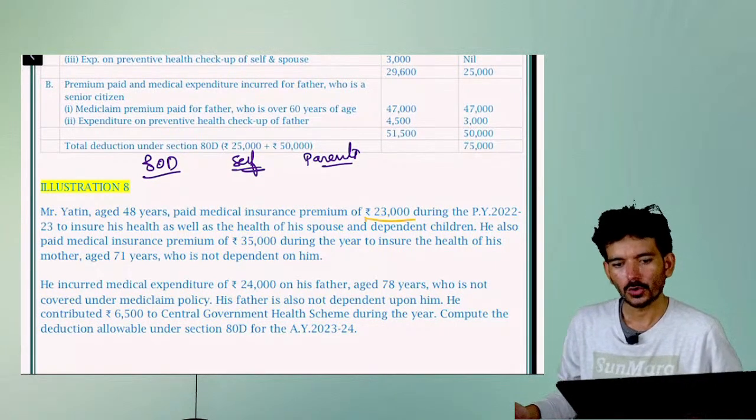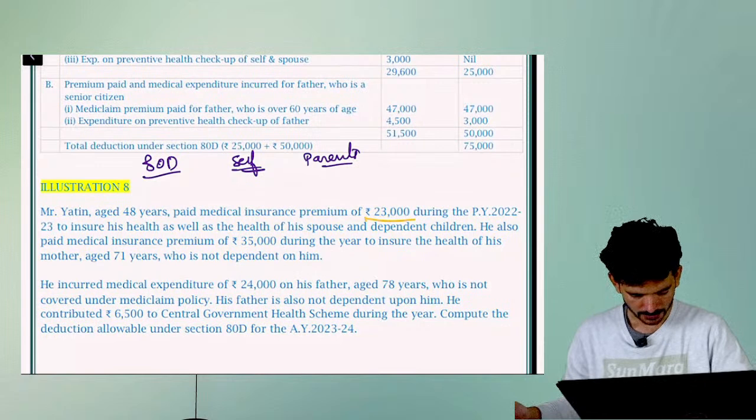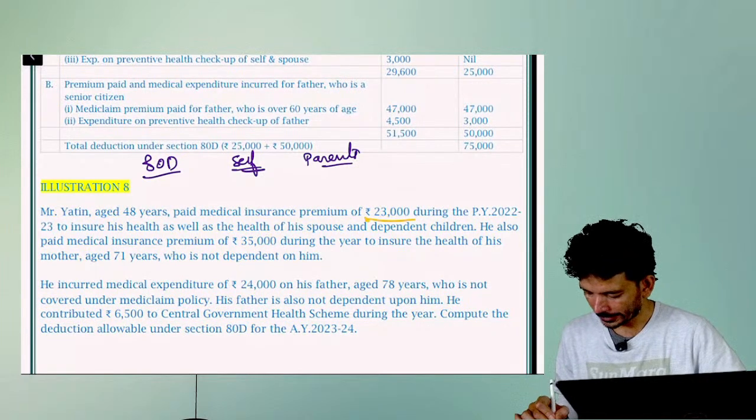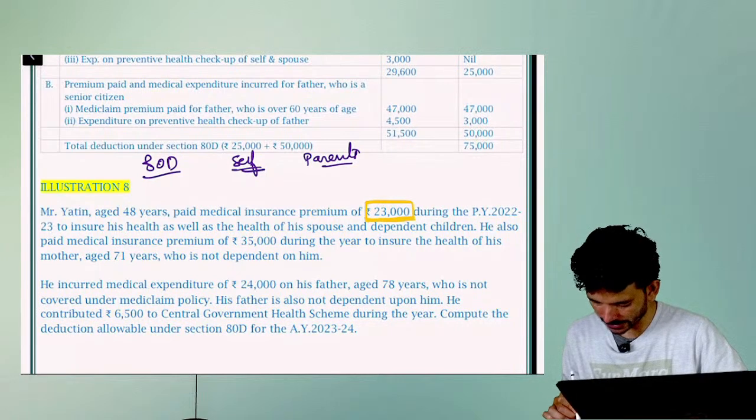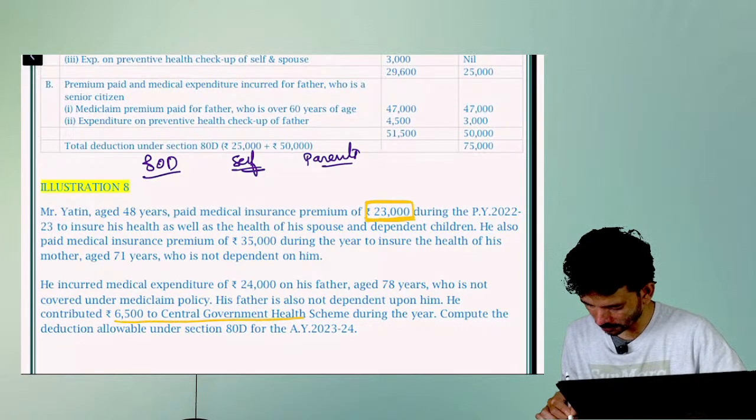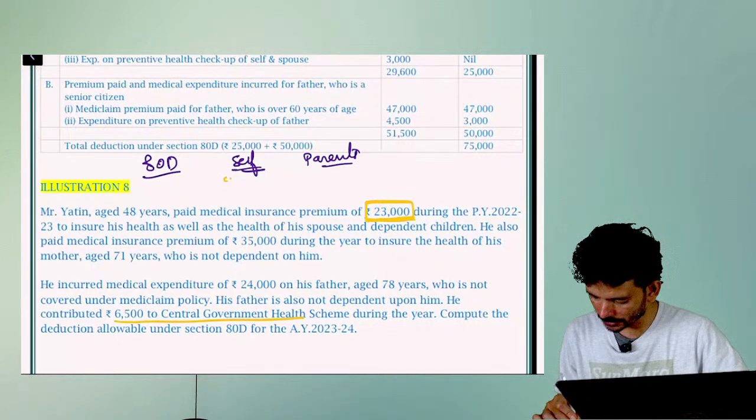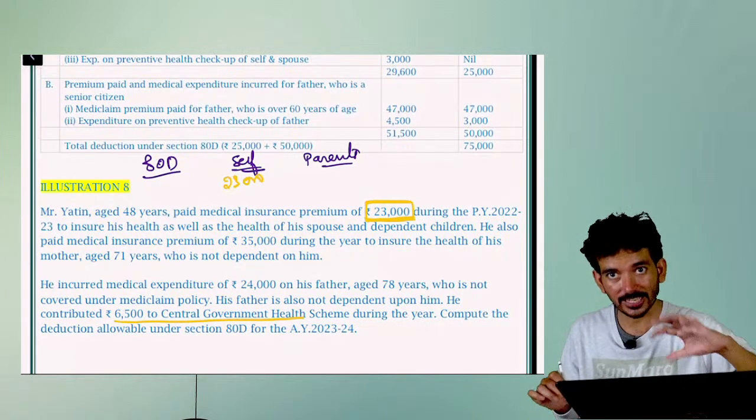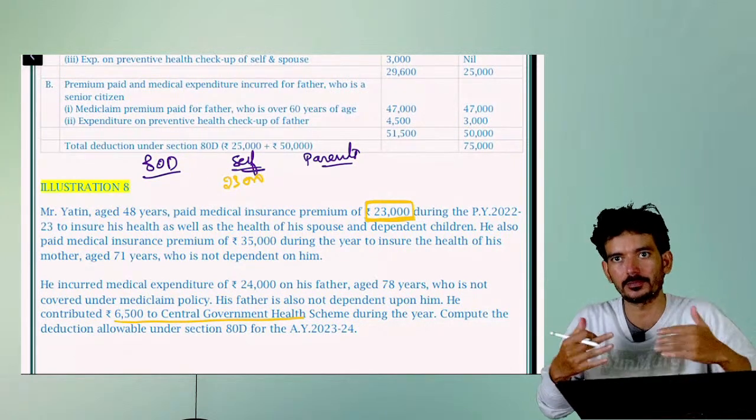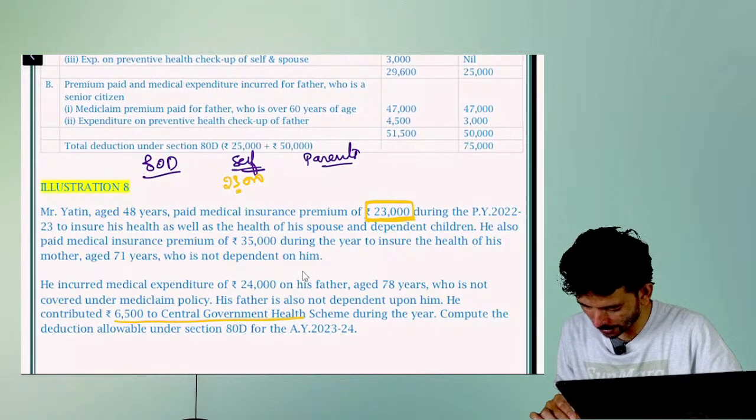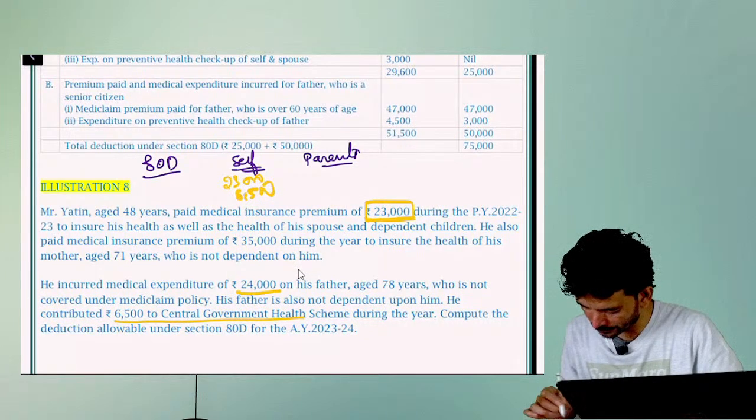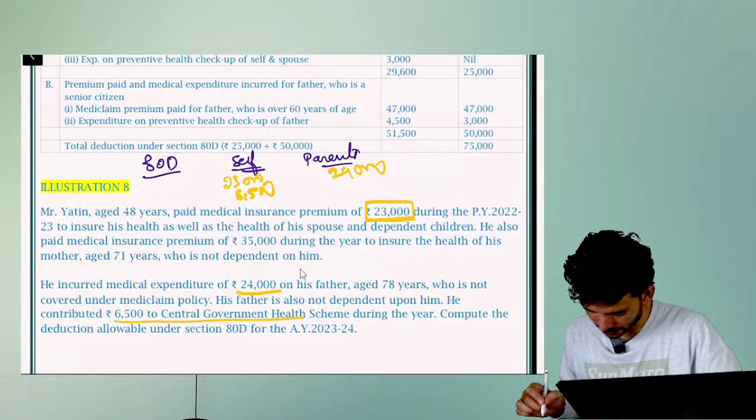Yeah. So correct. 23,000 he paid for himself and his spouse, plus this policy has taken 6,500 under the central government scheme. So 23,000 he can take in his bracket because that is still vacant. The benefit is still there, right? So 6,500 you add to the self only, because for the parents, how much have you incurred? 24,000 for father and for mother.